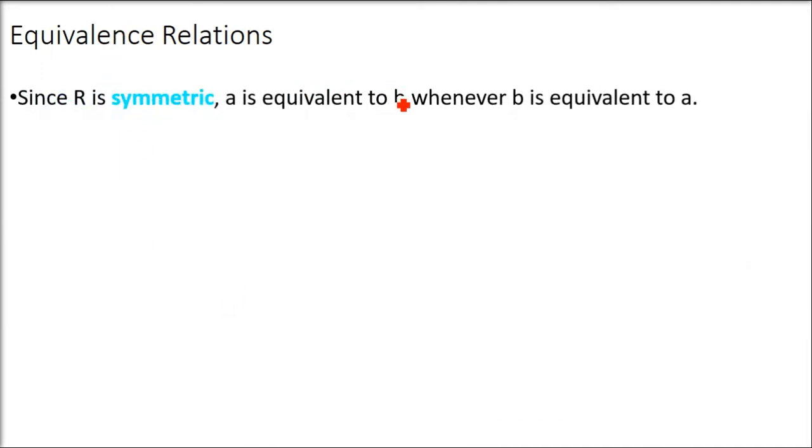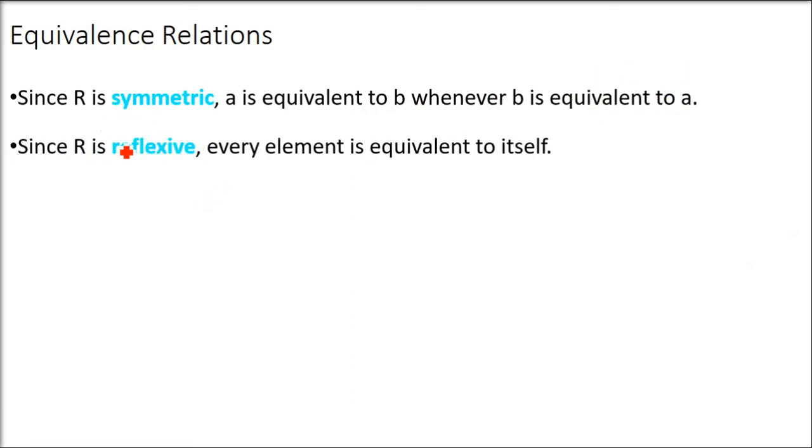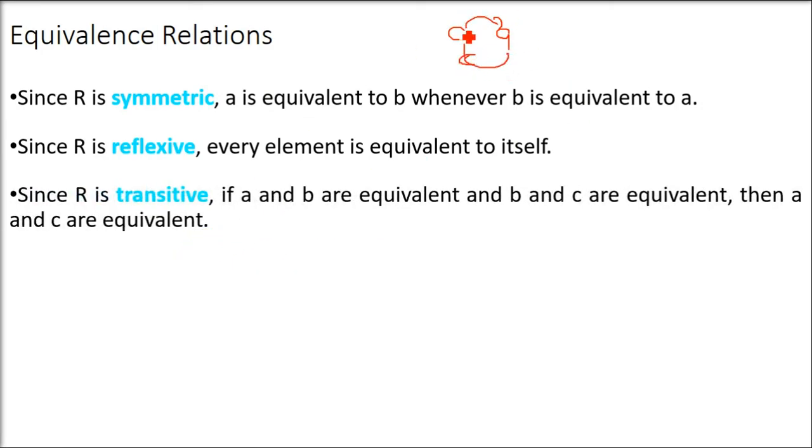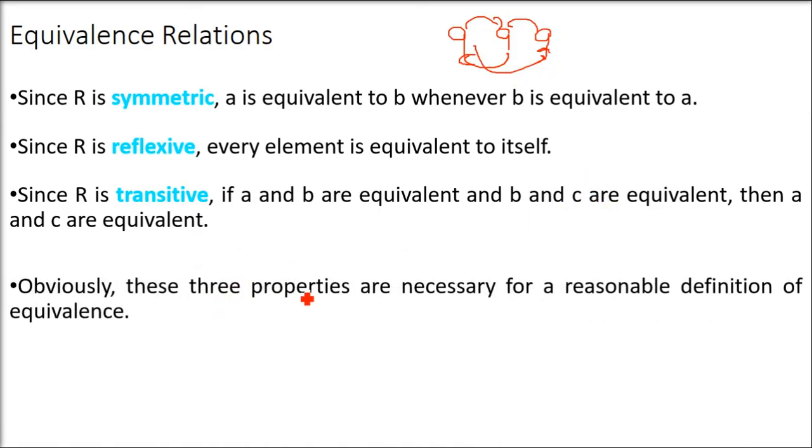So if R is symmetric, A is equivalent to B whenever B is equivalent to A. Reflexive means every element is equivalent to itself. I am equivalent to myself, so reflexive. You are equivalent to me, I am also equivalent to you, that is symmetric. If I am equivalent to you and you are equivalent to somebody else, I am equivalent to that third person. So that is transitive. These three properties are very much necessary for a reasonable definition of equivalence.